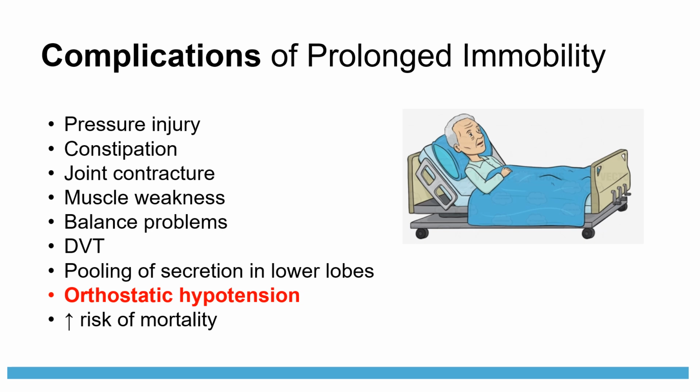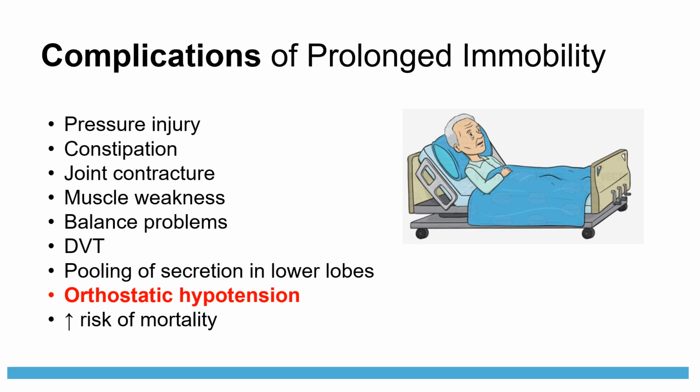Next is pooling of secretions in the lower lobes of the lungs. So we want to do a good respiratory assessment. We want to listen to their lungs. We want to check their oxygen saturation, count their respirations, check to see if they are shallow breathing. We want to sit them up, facilitate them taking deep breaths, coughing, repositioning. Okay, all of those things will help with getting those secretions out of their lungs.